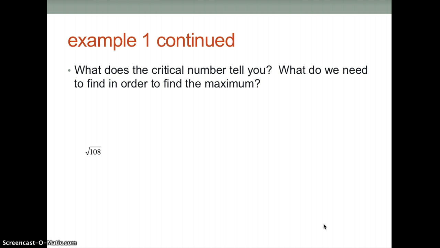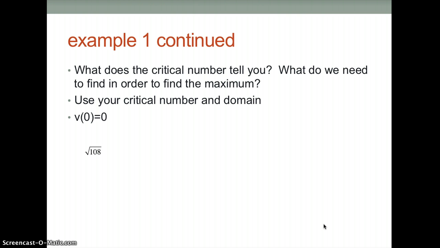Step 5 is to, whoops, I'm not sure about that 108, but that's okay. So what does the critical number tell you? What do we need to find in order to find the maximum? So what does that give us? What can we do with that? So think about our charts that we did. You're going to use your critical number and your domain to find where your problem is increasing and decreasing.